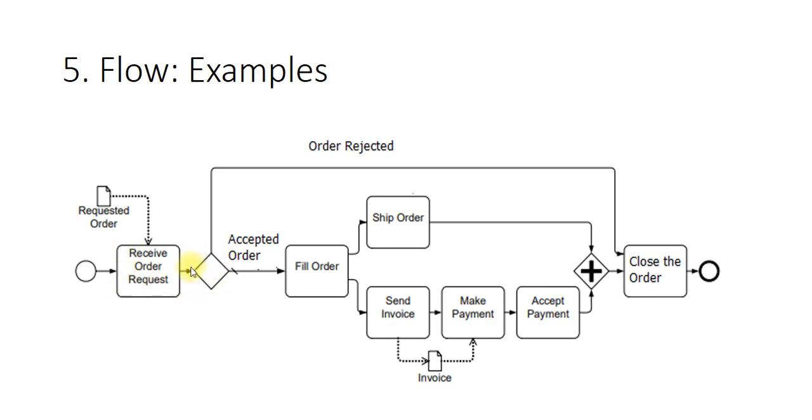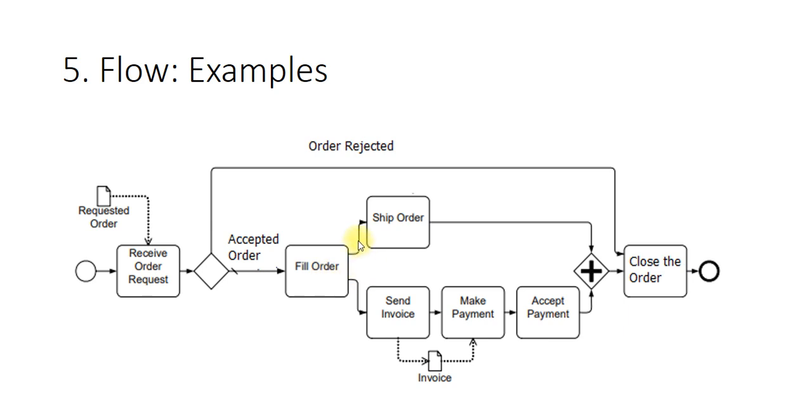Then we go to an exclusive OR. So the default path is everything is in order, so we accept the order. That is the default flow. If there is anything else which might have happened which changes the due course of the process, that may be order rejected and it takes a different path. So the default flow is accepted order.